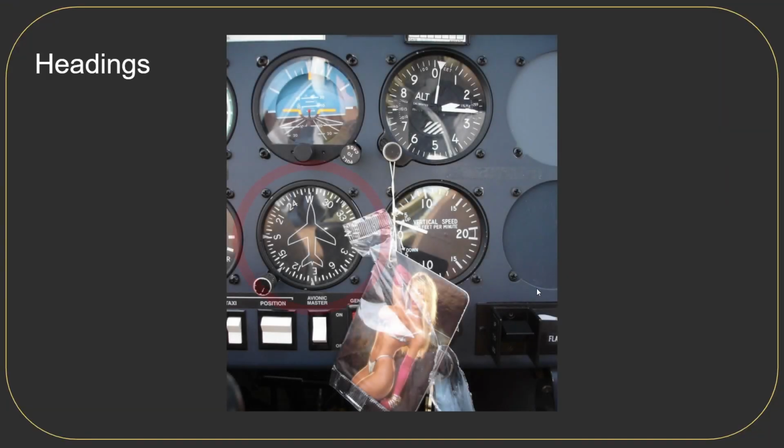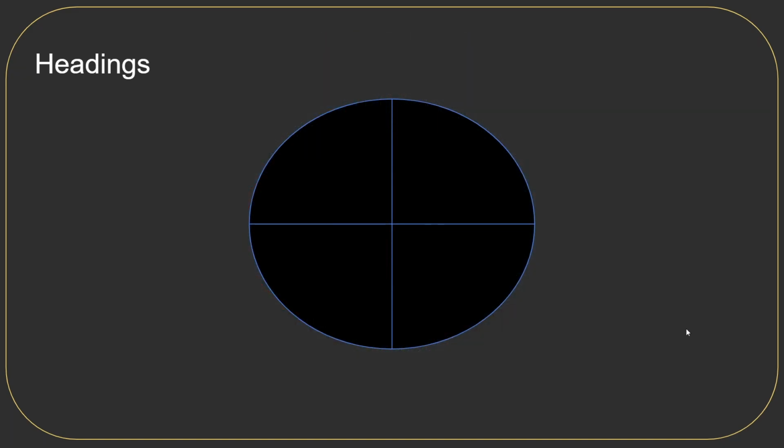Let's talk about headings. What is this heading? Yes, we talked about this before. Yes, I know. But what headings should you know? What headings should you learn by heart? Well, you should learn this: 360, 090, 180, and 270, if you're going to be a controller or GCI or AWACS dude, because you're going to use these a lot.